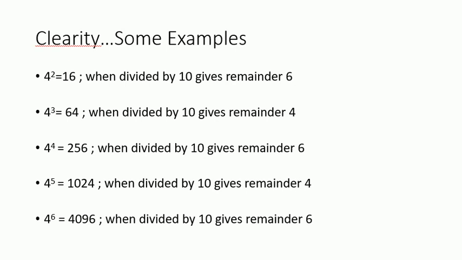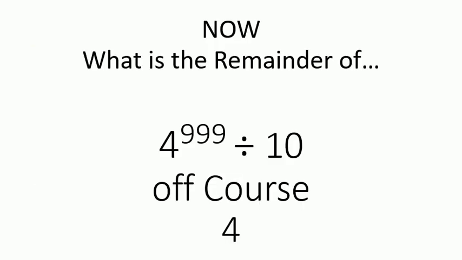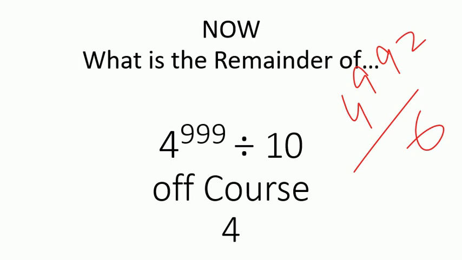Now, what is the remainder of 4 power 999 divided by 10? Of course 4, because you have a rule. Now if I give you 4 power 992, what should be the remainder? Of course 6. I have another example. 4 power 123. Okay, 123. What should be the remainder? The power is odd, so what should be the remainder?